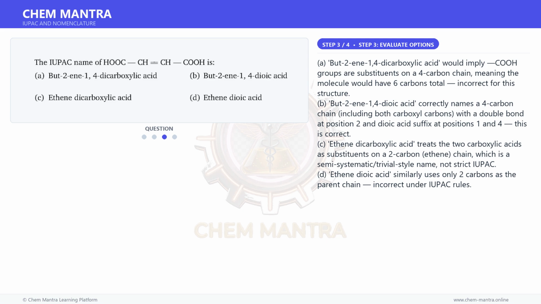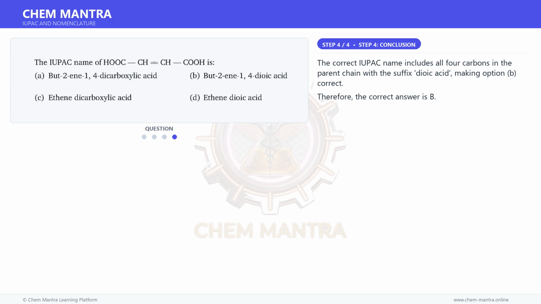This is correct. Ethene dicarboxylic acid treats the 2 carboxylic acids as substituents on a 2-carbon ethene chain, which is a semisystematic trivial style name, not strict IUPAC. Ethene dioic acid similarly uses only 2 carbons as the parent chain. Incorrect under IUPAC rules. And for the final step.